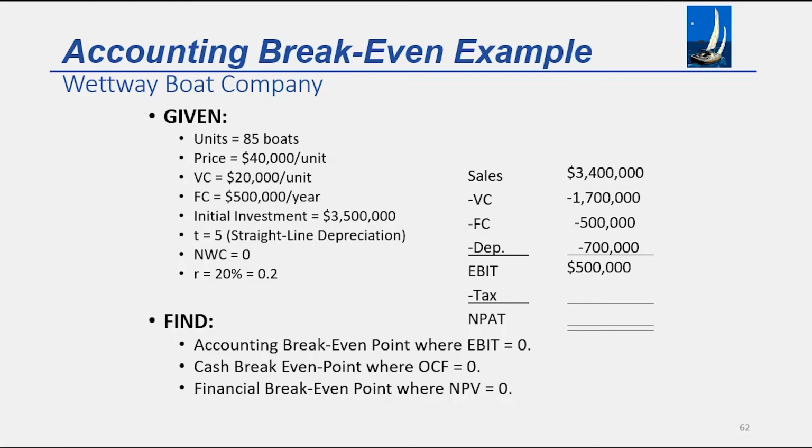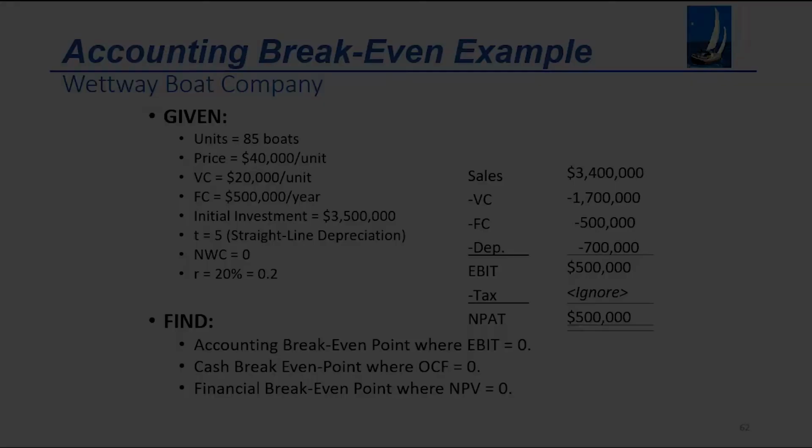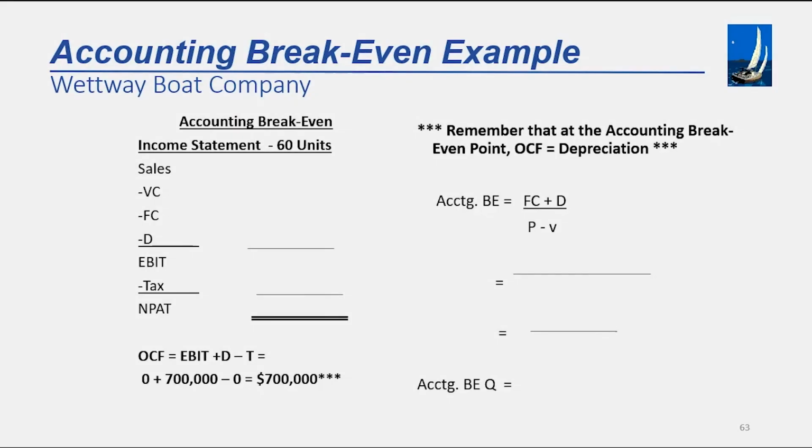How many do I need to make and sell just so that my EBIT is equal to 0? Taxes are 0 because this company has a tax loss carry forward, so my NPAT in this case at 85 boats is $500,000. Now I still want to know what is the accounting break-even point.